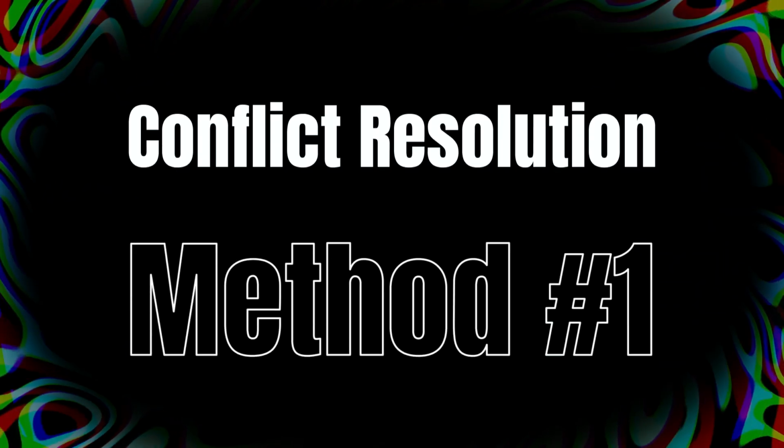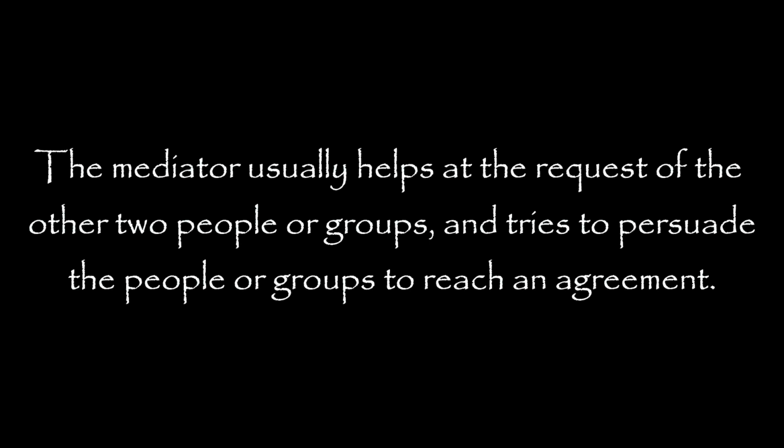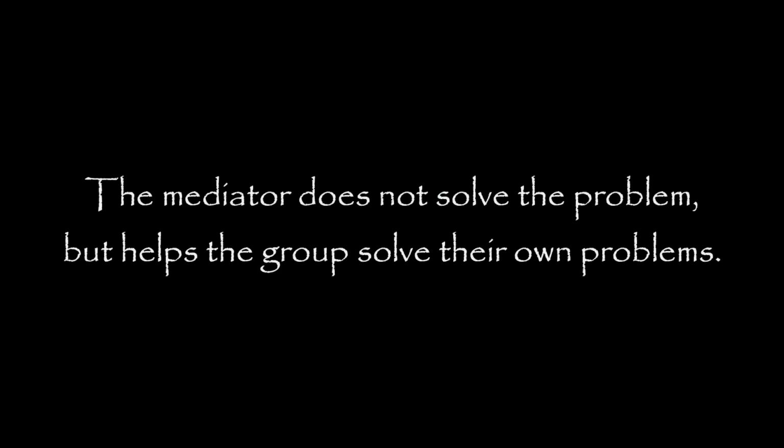Conflict resolution method number 1. Mediation. When two people or groups of people disagree, a third person attempts to help them settle the disagreement. This person is called the mediator. The mediator usually helps at the request of the other two people or groups and tries to persuade the people or groups to reach an agreement. The mediator does not solve the problem, but helps the group solve their own problems.